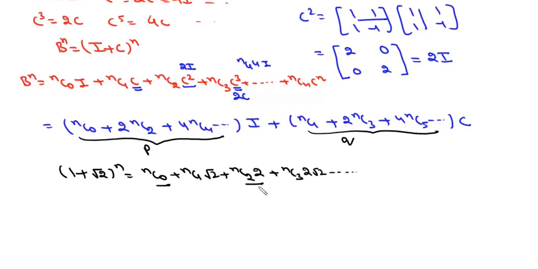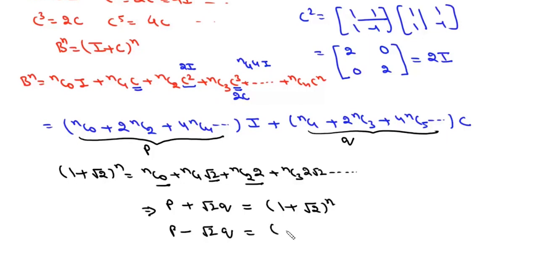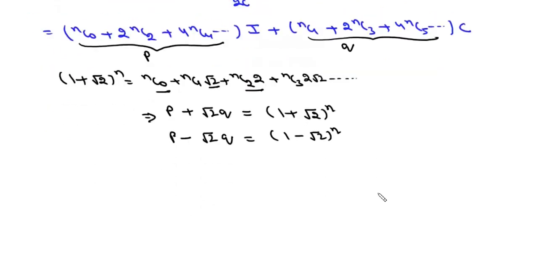Now if we consider these terms, this is nothing but P. So it will be this P, and then if we take root 2 common, then it will be Q. So we can write this as P plus root 2 Q. So the value of P plus root 2 Q will be simply (1 plus root 2) to the power n. And if we take 1 minus root 2, it will be alternate plus minus. Then we'll get P minus root 2 Q, and there will be (1 minus root 2) to the power n. Now if we add them, we'll get the value of P.